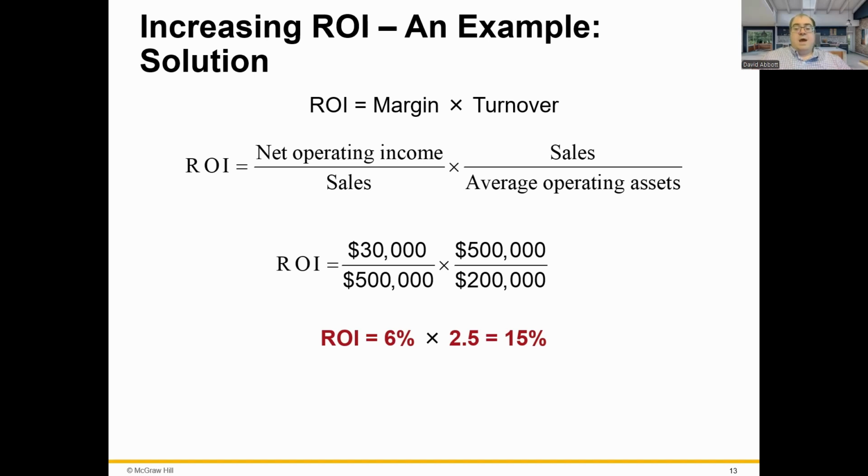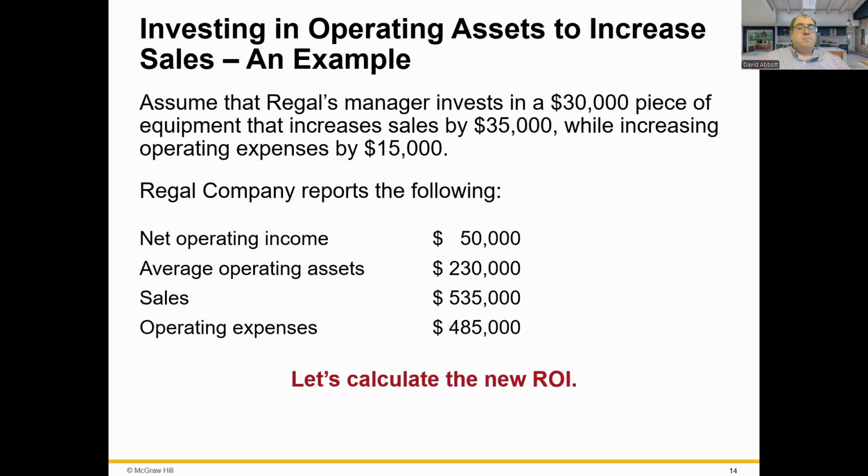So we take their net operating income divided by their sales. We're going to multiply that by their sales over their average operating assets. So 6% times 2.5 is going to give us 15%. So the margin multiplied by the turnover.